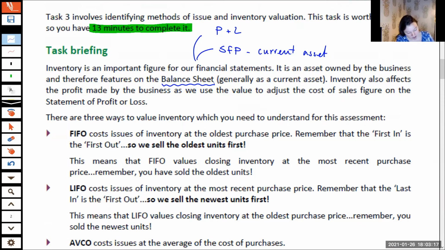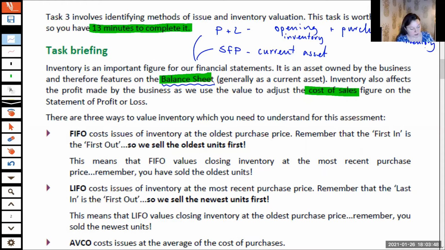At the same time, we also need to know our inventory figure so we can look at our cost of sales. And just as a reminder, our cost of sales is made up of 3 things. We take our opening inventory figure, i.e. the leftover inventory from last year. We add on our purchases figure, and we take off our closing inventory.